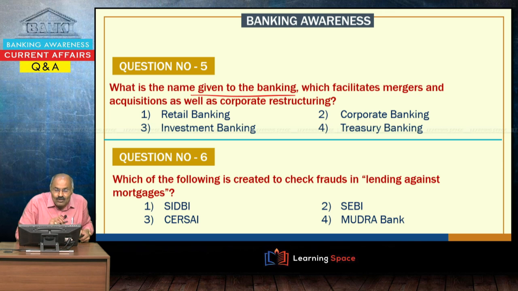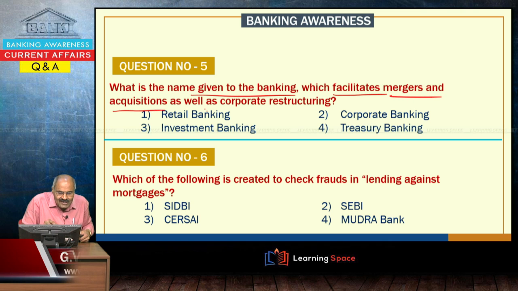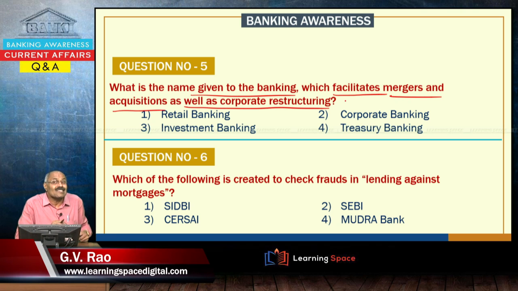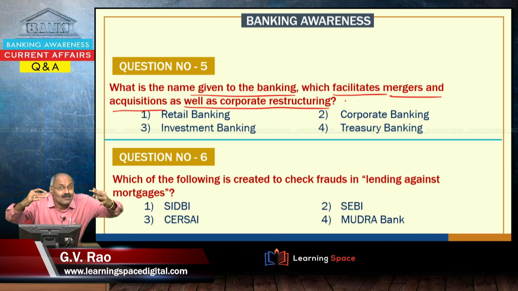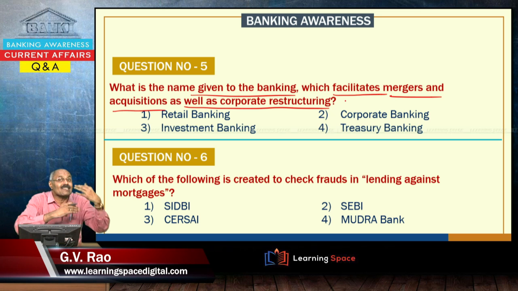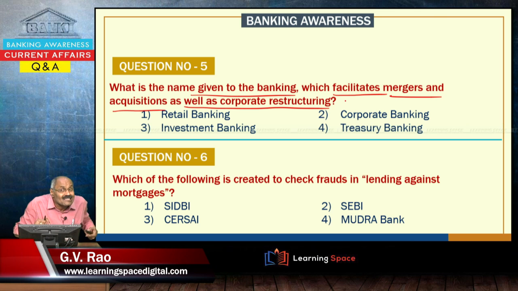What is the name given to the banking which facilitates mergers and acquisitions as well as corporate restructuring? When two companies want to merge and when corporate restructuring is required, under those circumstances the companies approach investment bankers. So, the meaning is investment banking. Now, I will tell you around 7-8 points and their meanings. Please keep it in your mind.